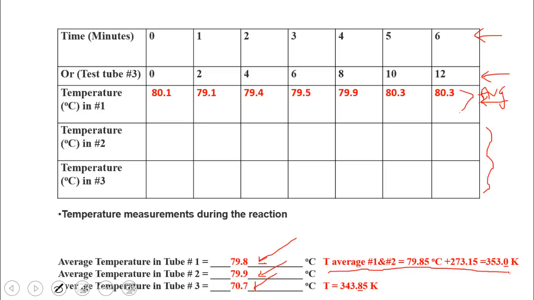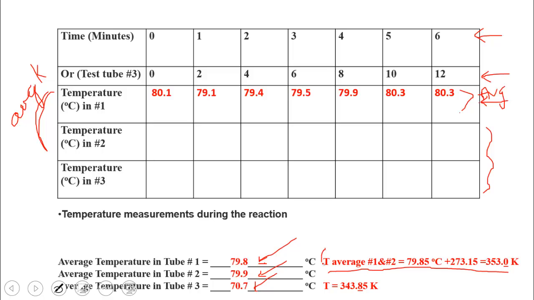I also am going to look at test tubes 1 and 2, because they are roughly at the same temperature. I can average their temperature, okay, and look at this average temperature, because I can also look at test tubes 1 and 2 and find their average rate constant, because they both do have the same temperature. I can measure their rate constant.